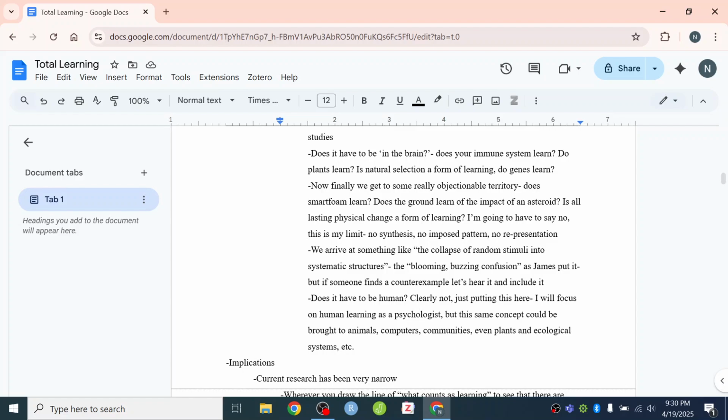Well, the first implication, I think it jumps right out at you, is that current research has been very narrow. Current research by educational psychologists, cognitive psychologists, and anyone concerned with the learning sciences has really been about a narrow definition of what constitutes learning, even as much as it has been broadened over the years, as we discussed before.